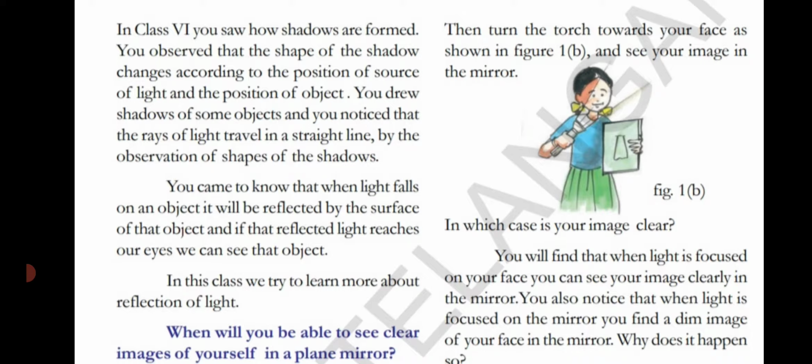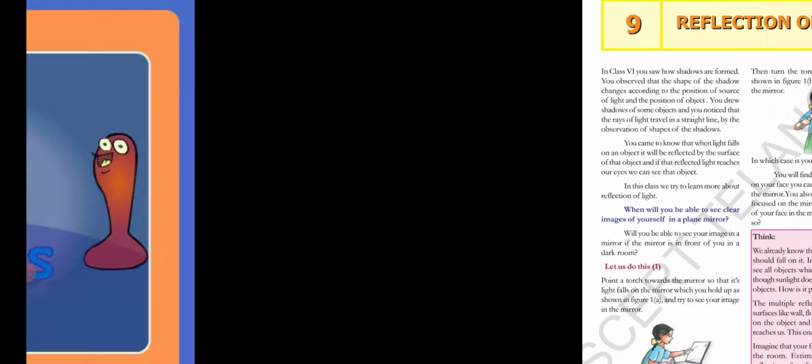So children, you have done the activities? Yes? You kept some of the objects in sunlight and observed the shadows of those objects which were formed. Yes? Let's see in detail.